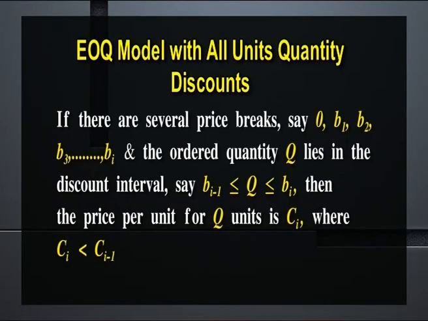EOQ model with all unit quantity discounts. In this case, price is applicable to all units purchased. If there are several price breaks, say 0, B1, B2, B3 up to Bi, and the ordered quantity Q lies in the discount interval, say Bi-1 ≤ Q ≤ Bi, then the price per unit for Q units is Ci, where Ci < Ci-1.